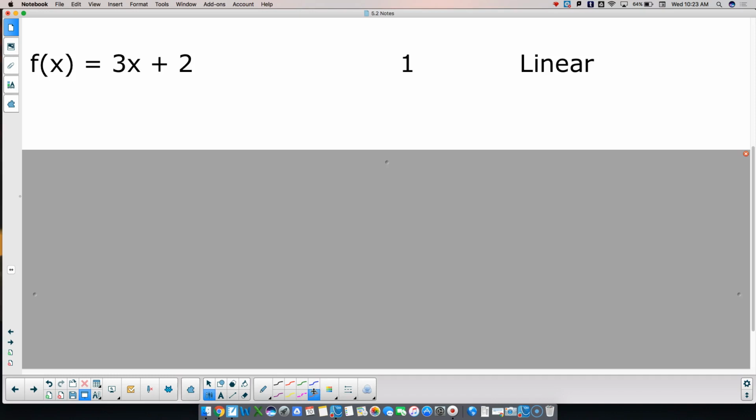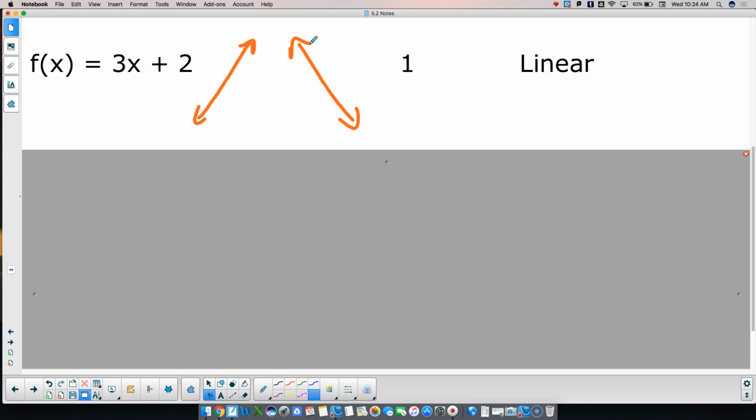Now the kicker here is it's got to be a function. Linear functions go like that, or like that. Notice how I didn't put a horizontal line in there, because that's a constant function. Notice how I didn't put in a vertical line, because that's not a function. A vertical line does not pass the vertical line test, so it's not a function.